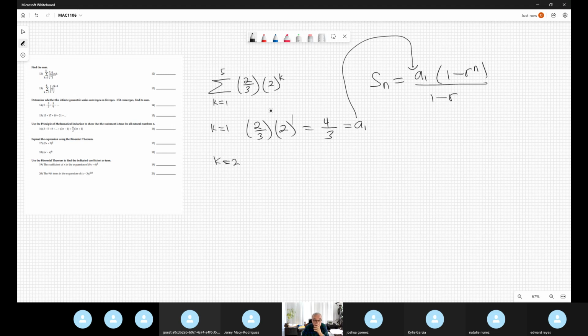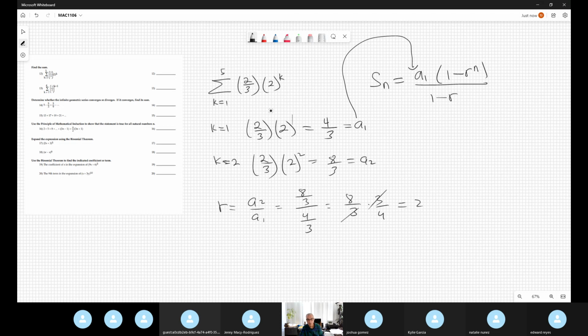To determine the common ratio r, I propose you do another one. 2/3, you put 2 to the second power, so k equals 2. So that's 8/3, because 2 to the second power is 4, times 2 is 8, over 3. This is A2. I suppose this continues forever, but the common ratio is A2 divided by A1, which is 8/3 over 4/3. It's 8/3 times the reciprocal 3/4. This cancels. 8 divided by 4 is 2.